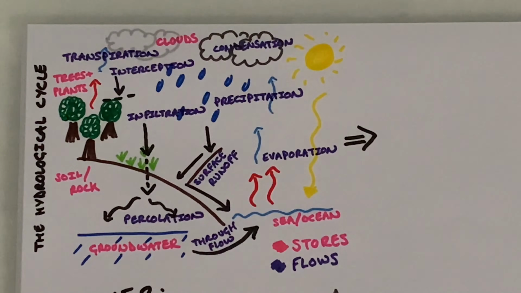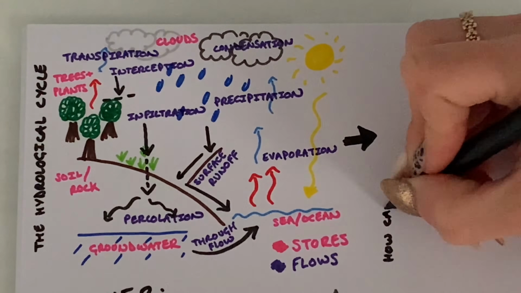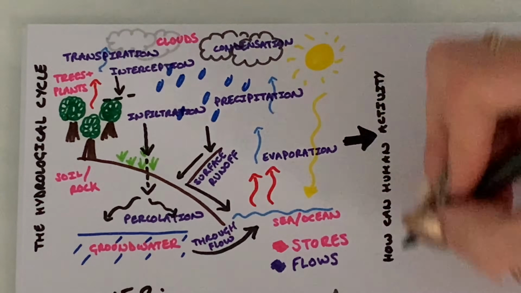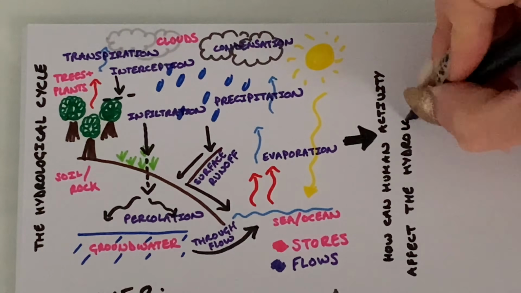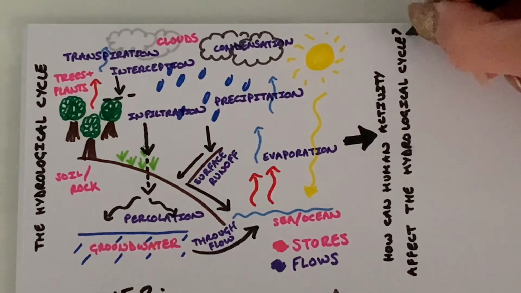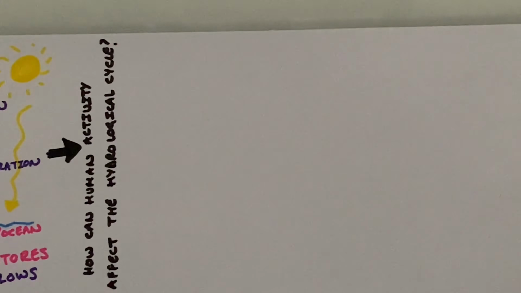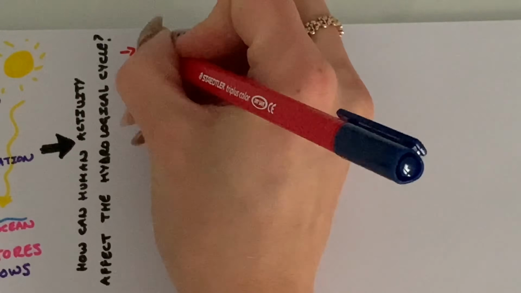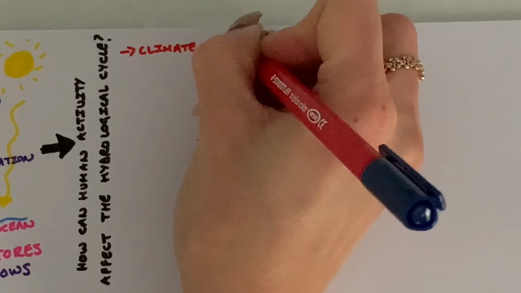So we're now going to start to think about how human activity can affect the hydrological cycle. Different countries use different amounts of water, but we all tend to use it in very similar ways. Some of these human activities can impact the hydrological cycle positively or negatively, such as generating hydroelectricity, irrigating farmland, deforestation, and climate change. So we're going to bullet point some of the human activities that can influence the hydrological cycle. I'm going to start with some of the negative ones.